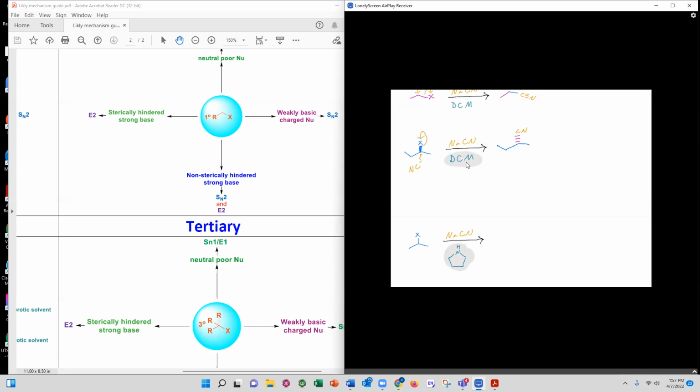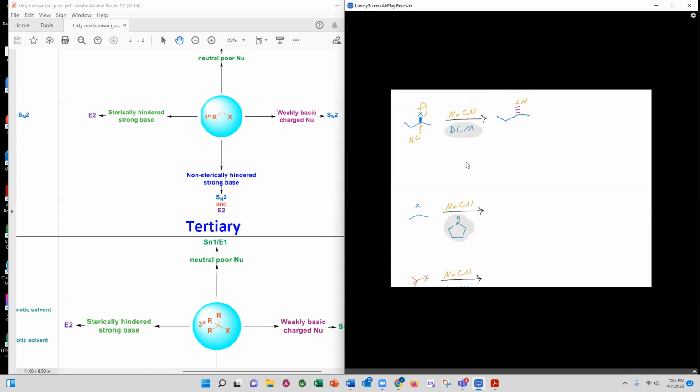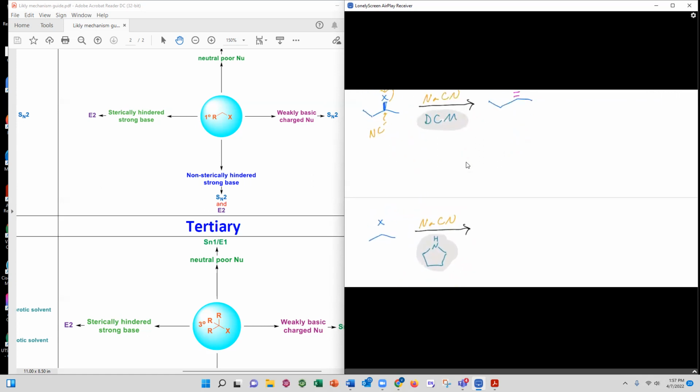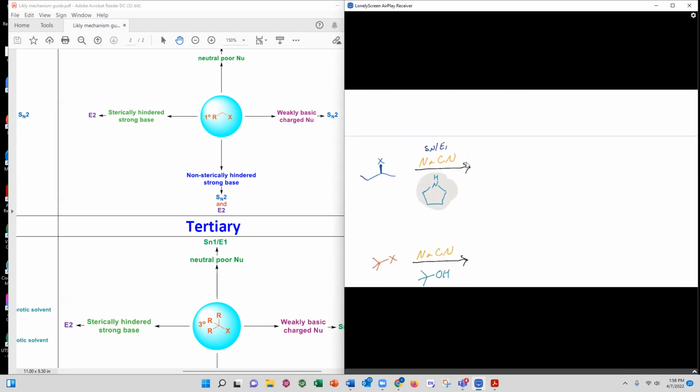All right, now what is this going to look like with my secondary substrate with a polar protic solvent? Let's do what we did up here and make this guy chiral. So this is going to be SN1, E1. Both pathways are going to start the exact same way. I'm going to form our carbocation. Cyanide can attack this empty p orbital either on the top side or the bottom side.